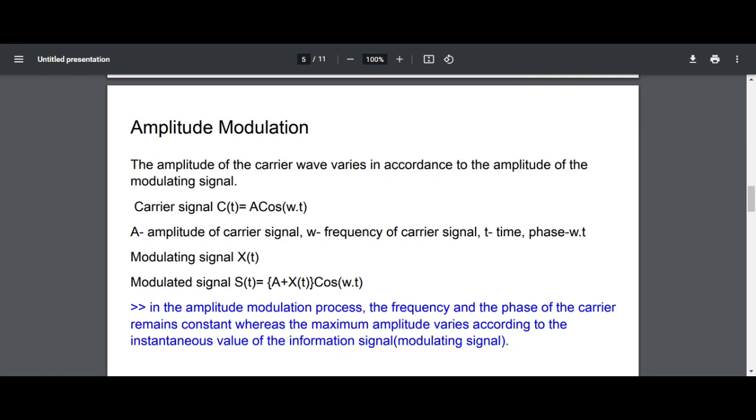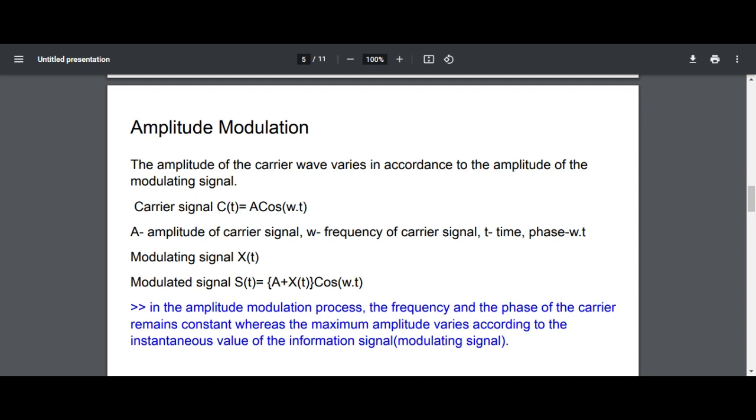Now the question is, what is amplitude modulation? Amplitude modulation is a process in which the amplitude of the carrier wave varies in accordance with the amplitude of the modulating signal. Here is the mathematical formula for the carrier wave: c(t) = A cos(ωt), where A is the amplitude of the carrier wave, ω is the frequency of the carrier wave, and t is the time. The multiplication of frequency and time is the phase of the carrier wave.